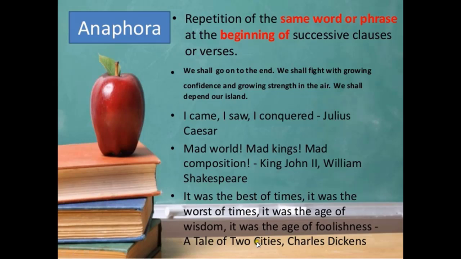The next one is from Charles Dickens, A Tale of Two Cities. It was the best of times, it was the worst of times, it was the age of wisdom, it was the age of foolishness. You see, the beginning words are the same. So it creates a kind of musicality or musical touch and a beauty in the language. So it attracts you and it also motivates you mentally. And that's language skill in which we find attraction.